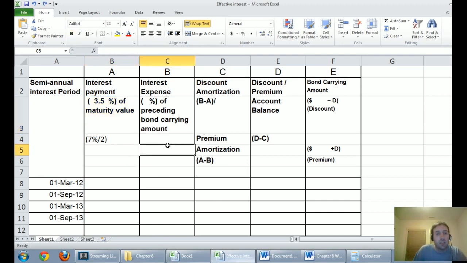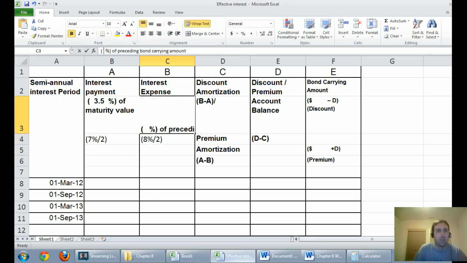My interest expense is based on the market rate of interest, and I do much the same calculation. It's 8% annual interest, but I've got to divide that by 2, so I'm going to plug in 4% here.